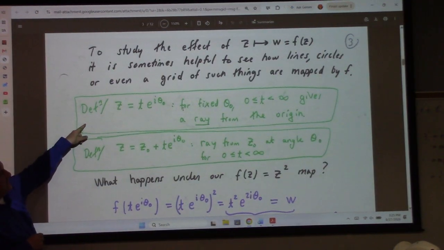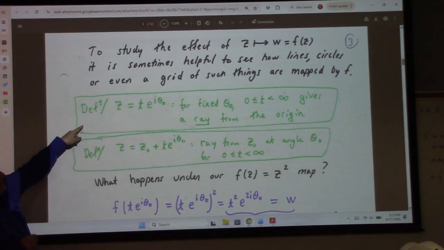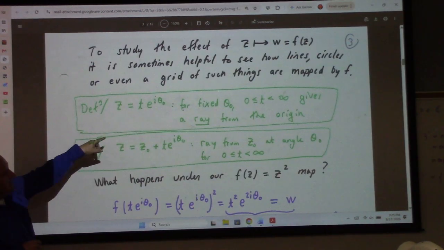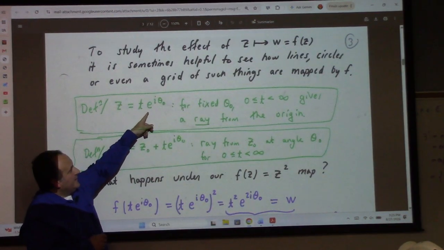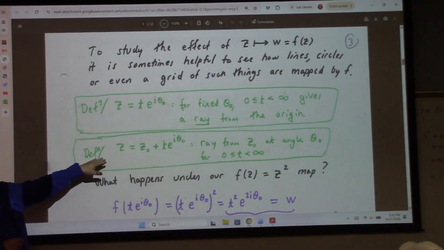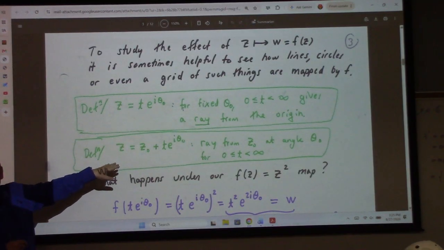So here, this is a ray, which we start at the origin, and we go out to infinity at angle theta naught. I've talked to Jacob a lot. I know the nature of his questions. This will not be short.